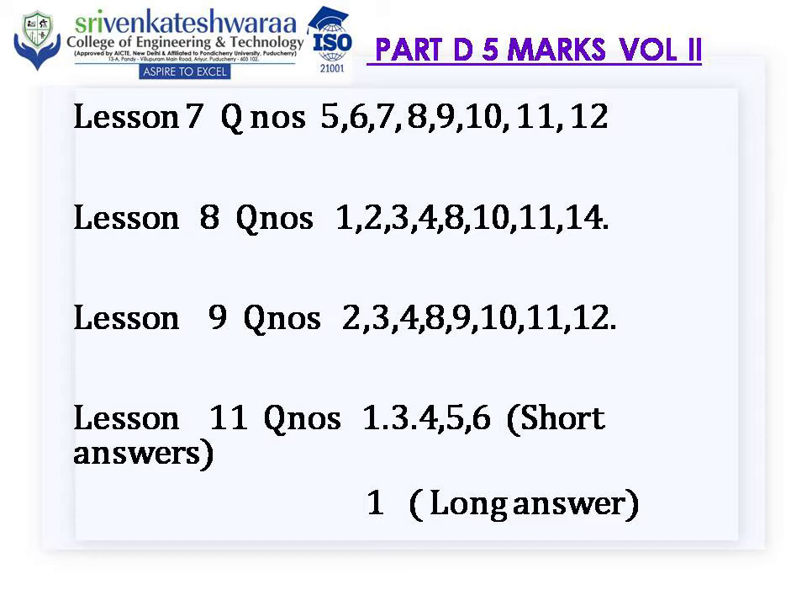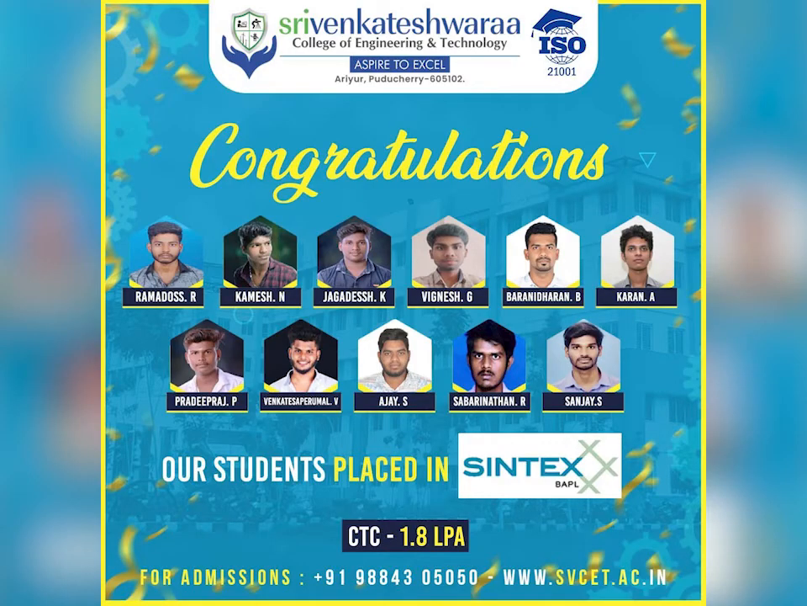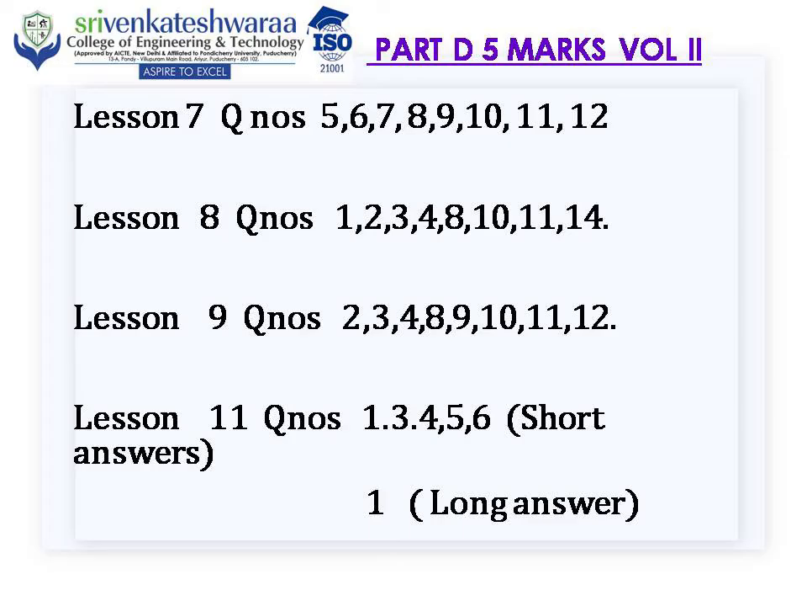In the 11th lesson, question number 1, 3, 4, 5, 6 may be asked as short answers. That means short answers of 2 mark or 3 mark. Okay, and one long answer may be asked from this lesson. These are the topics or parts we have to concentrate on for part A, part B, part C and part D.